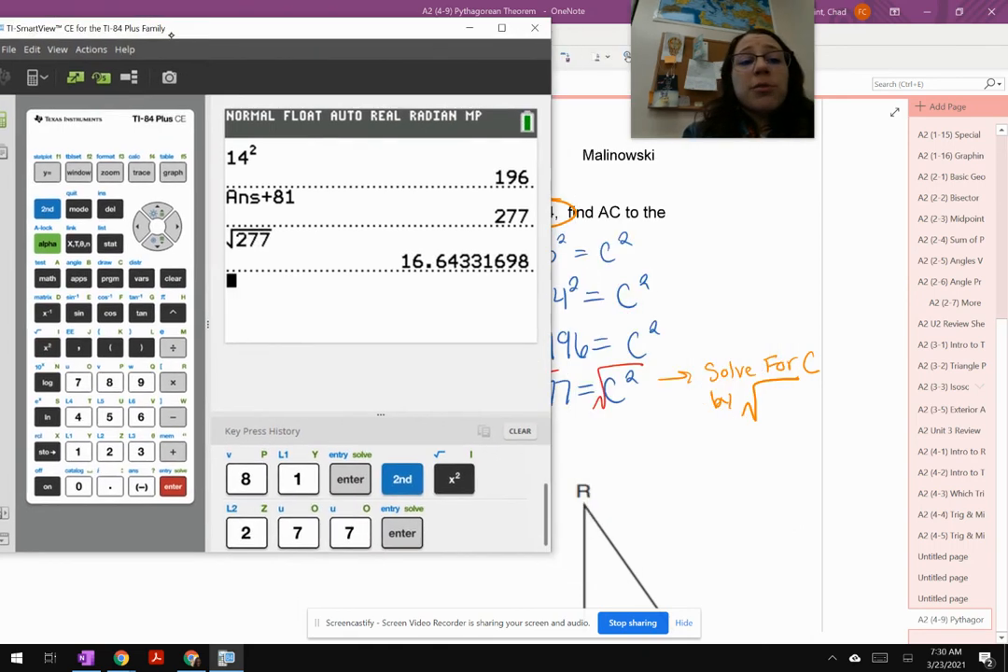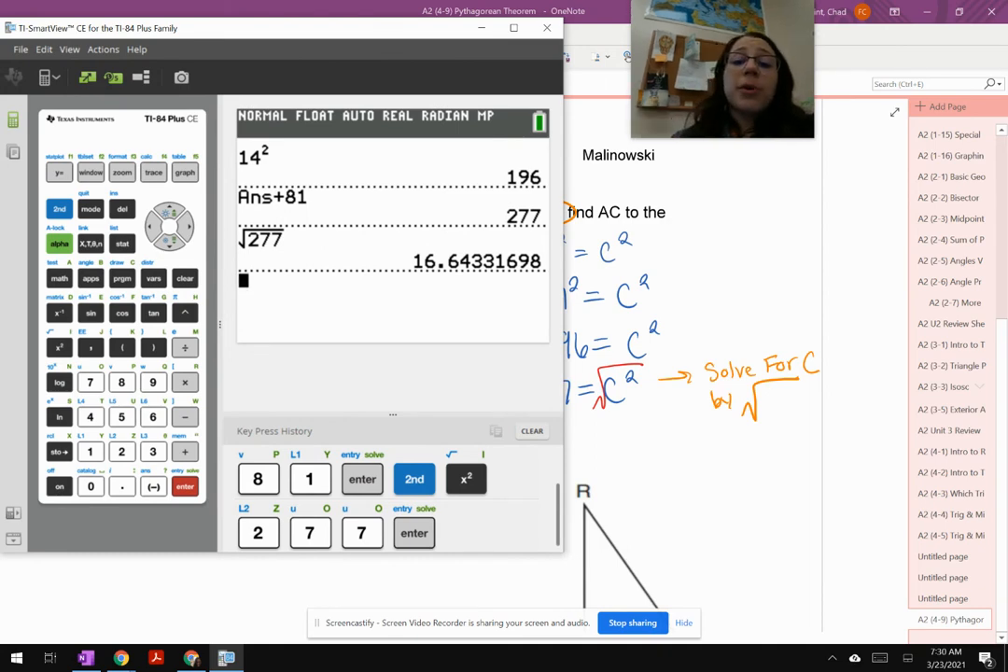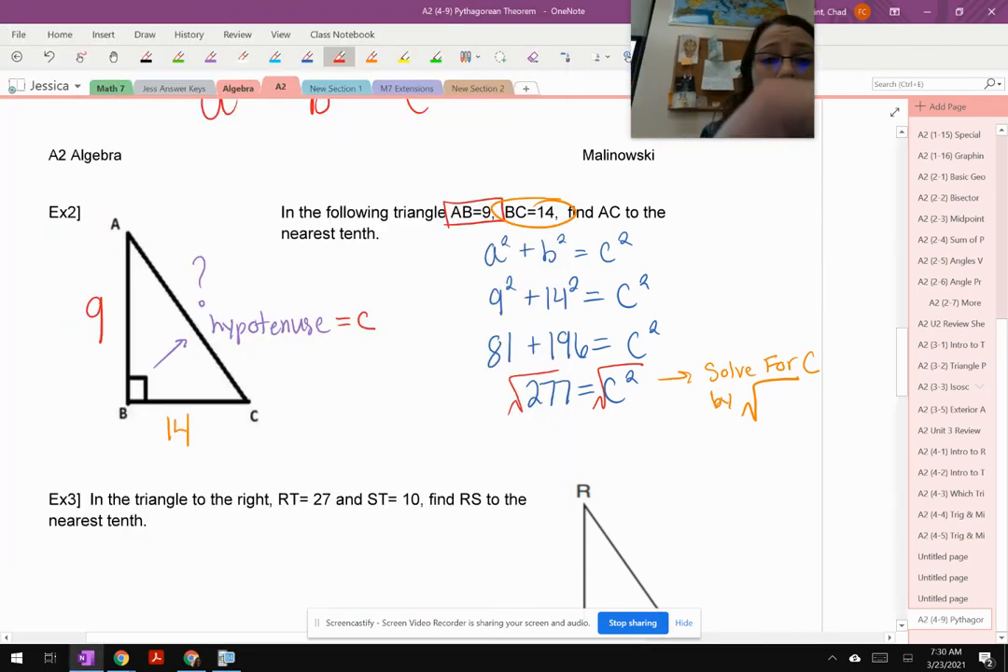And remember our decimal rules. Write down 3 decimal places, and then you can round. So 16.643, and so on, is equal to C.